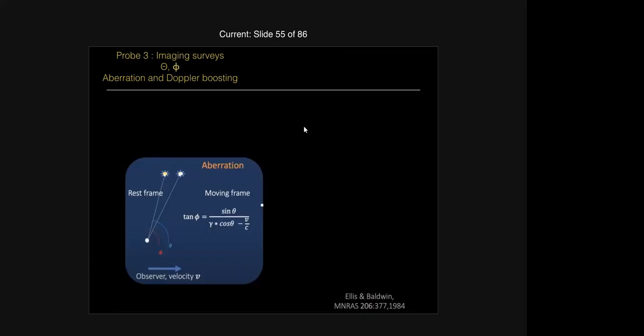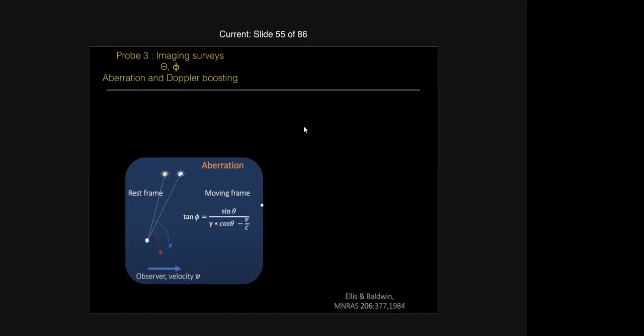So you see there is an observer's velocity. If there is a rest frame, the star position is there. And if the observer is moving, the star position moves by an angle. And you see the aberration angle is related to the velocity, to the angle between the source and the direction of the velocity of the observer. This is aberration if you're looking at a fixed star.